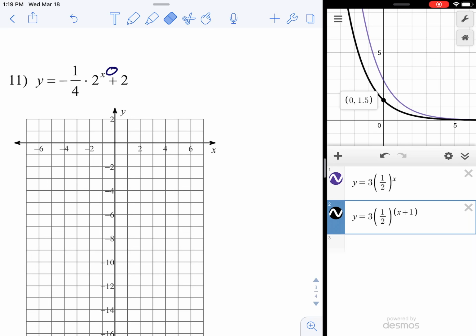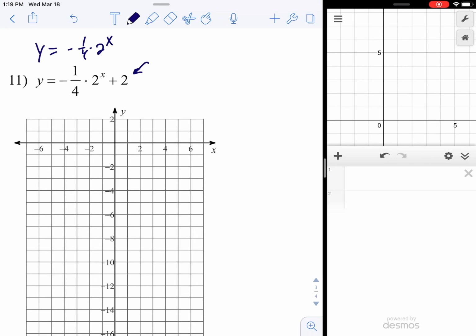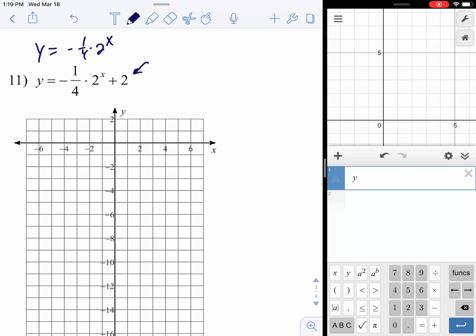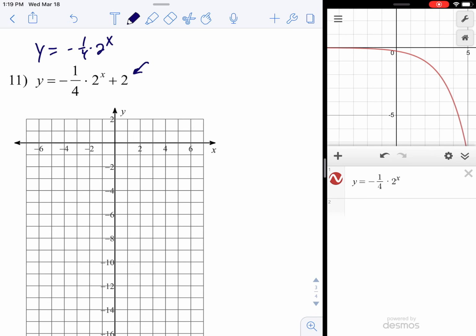So here's what I'm going to do. I'm going to graph y equals negative 1/4 times 2 to the x, and we can do a little comparison. Y equals negative 1/4 times 2 raised to the x, sort of an upside down graph. Its intercept is at negative 0.25.